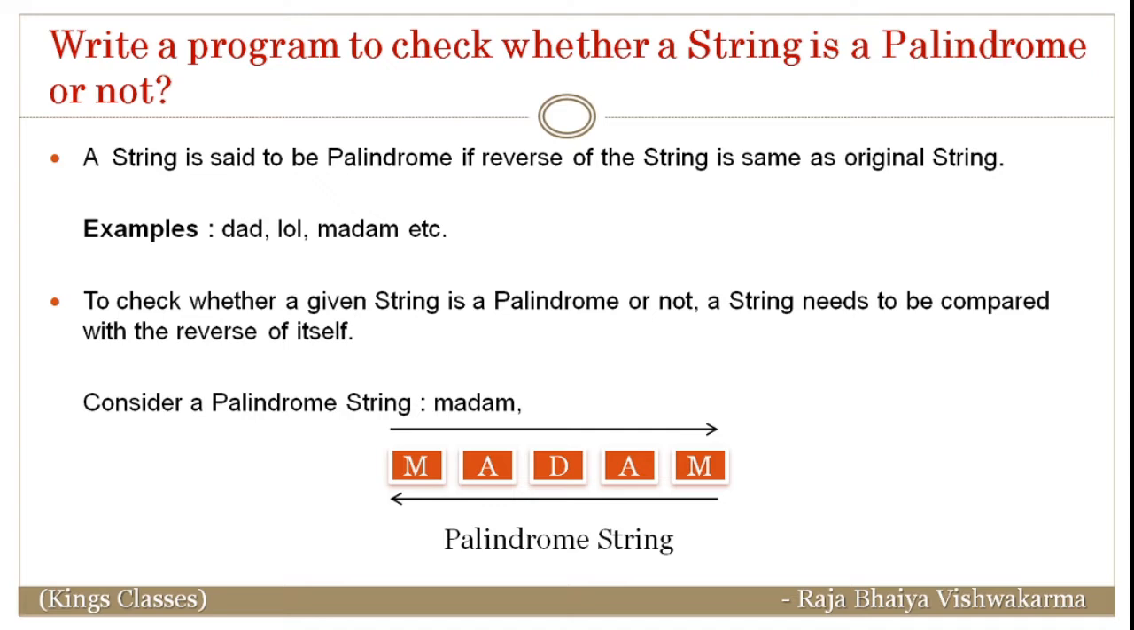And if you want to check whether a given string is a palindrome or not, what you have to do is compare the string with the reverse of that string, and if both the strings are equal or the same, you can say the string is a palindrome. Consider the example madam. If you compare the reverse of this string with itself, you will get that both the strings are equal or the same. So this is an example of a palindrome string.